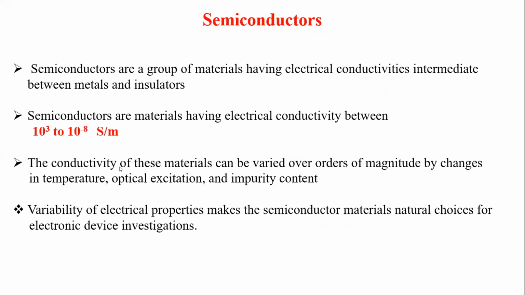So basically, we have the conductivities. Normally, when you study a textbook, we say intermediate between metals and insulators, but as a student, you have to remember the value. When you are asked a question, you should not just say the conductivity is in between metals and insulators. I have to tell this range. It will be between 10 power 3 to 10 power minus 8.